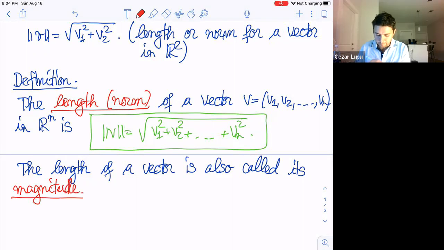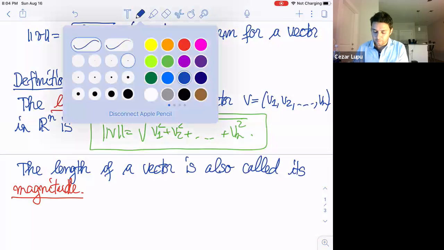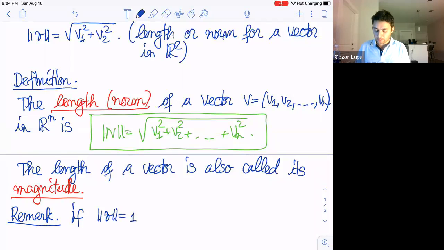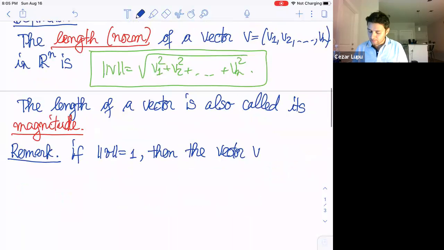Magnitude, right? So we have these three words: length, norm, or magnitude. Now let me point out a remark which says the following: if this vector has norm 1, in other words, if the length of the vector is 1, then the vector v is called a unit vector.